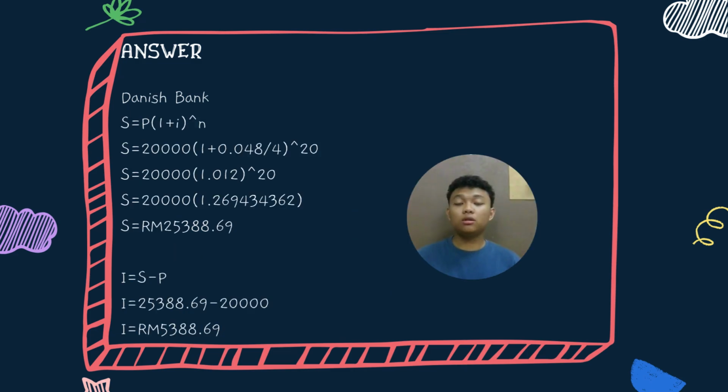For Danish Bank it is also the same. We also use the formula S equals P open bracket 1 plus I close bracket power of N. So 20,000 open bracket 1 plus 0.048 divided by 4 close bracket power of 20. We get 1.012 power of 20. After we power it, we get 1.269434362 times 20,000, and the last answer is 25,388 and 69 cent.